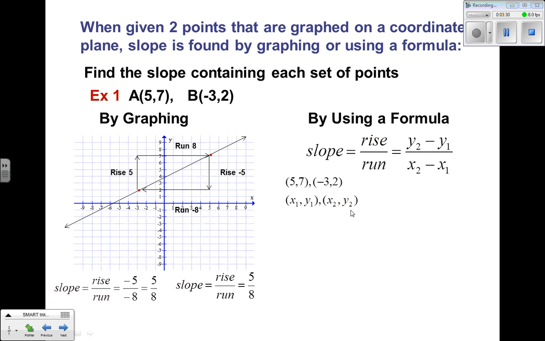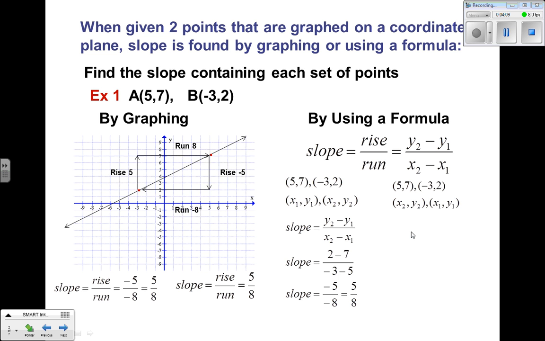If I take (5, 7) and (-3, 2), I'm going to label the first point x1, y1, and the second point x2, y2, because I need to know which points go where in that formula of y2 minus y1 over x2 minus x1. Now that I know what the x1, y1 and x2, y2 are, I can substitute into the formula. Slope equals y2 minus y1 over x2 minus x1. I end up with 2 minus 7 over -3 minus 5, giving me -5 over -8. 2 negatives make a positive, for 5 over 8.